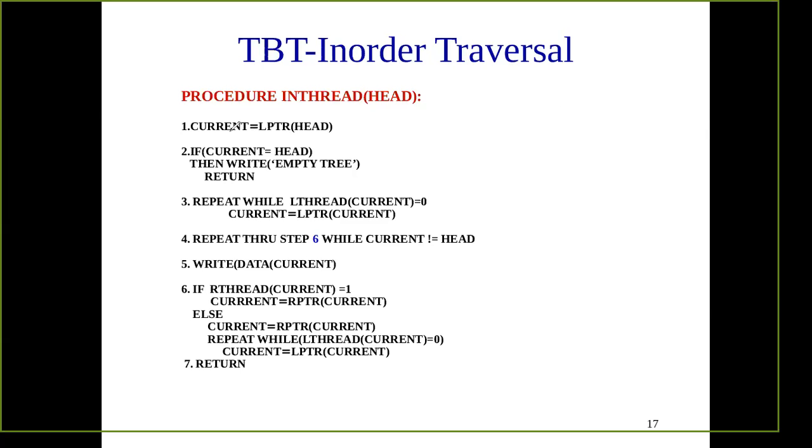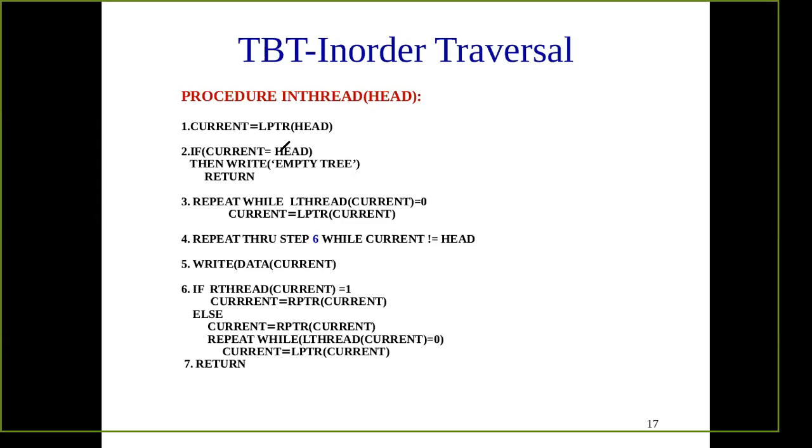So current is equal to left pointer of head, instead of assigning it to the root. So simply we are assigning left pointer of head, so we can start with our tree. Then we are having a tree something like this, A, B, C. So we'll start with this. Current equal to left pointer of head. Head is this one, so current will be at this location.